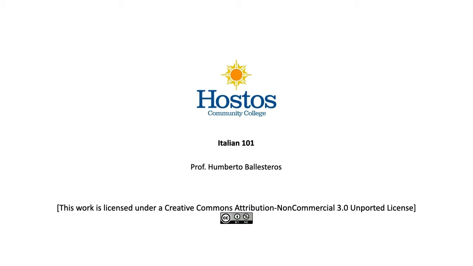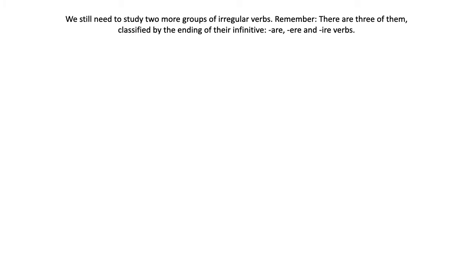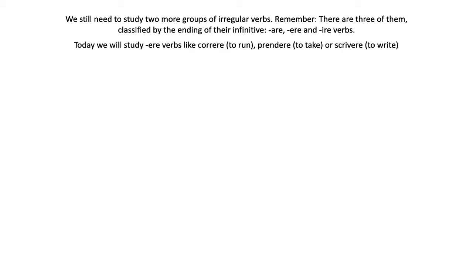Today's topic is quite simple. After the last one, it's I verbi in ere, or ere verbs. I hope you remember that we studied one group of regular verbs. Regular verbs are, of course, those that follow a conjugation pattern. And we studied the are verbs. We said that there were three of those: are, ere, and ire verbs. So today we are going to study the second one of those groups. It includes verbs like correre, which means to run, prendere, which means to take, or scrivere, which means to write. As you can see, it includes a few very useful verbs.